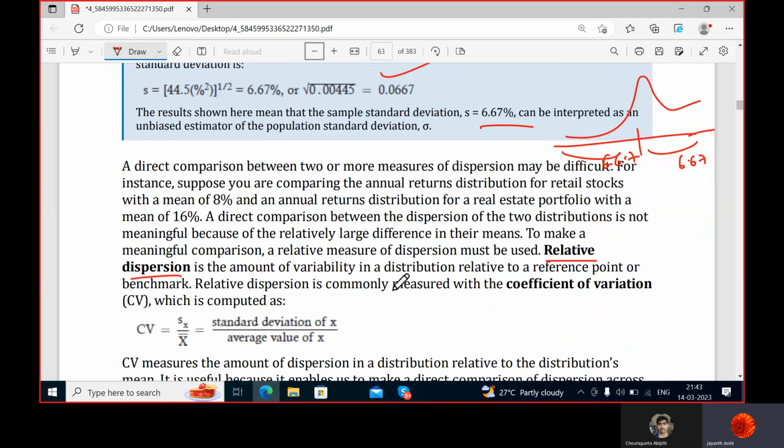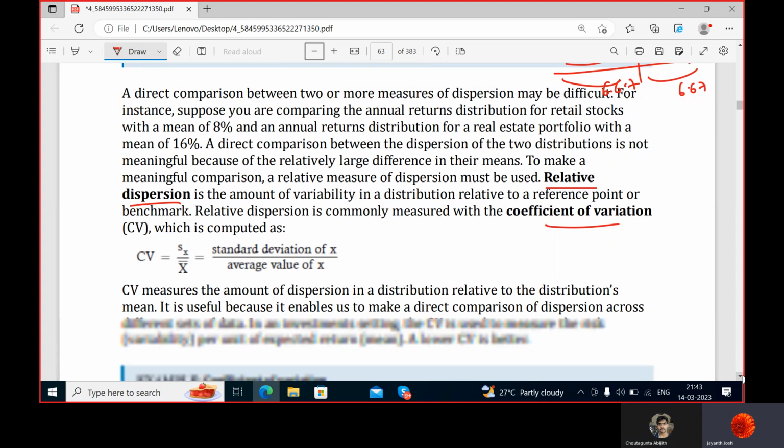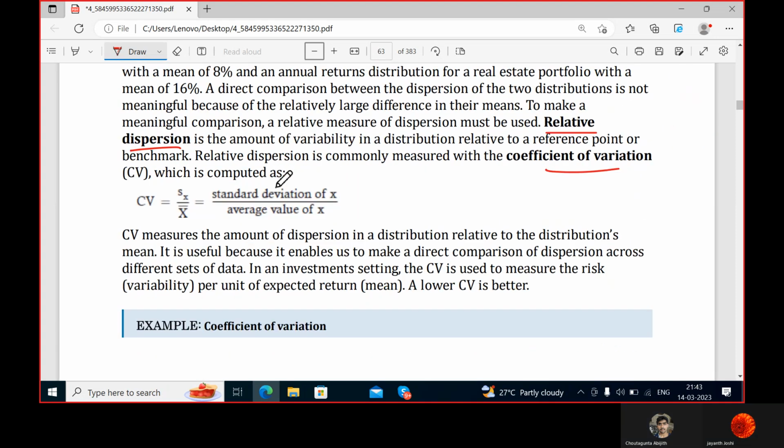Relative dispersion is the amount of variability in a distribution relative to a reference point or benchmark. See, we are going to find out the coefficient of variation. What does it show? The formula for coefficient of variation is standard deviation divided by average or mean. So the coefficient of variation measures the amount of dispersion in a distribution relative to the distribution's mean. We see how much is the dispersion, or how much is the deviation from the mean, correct?